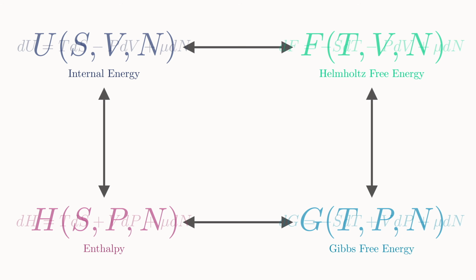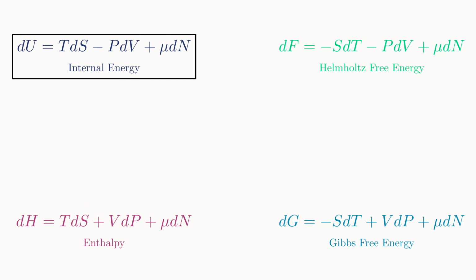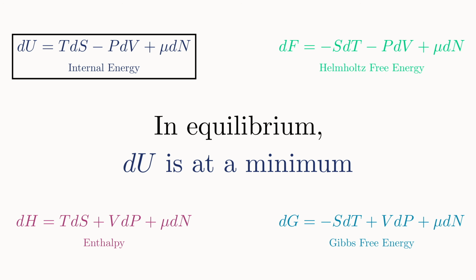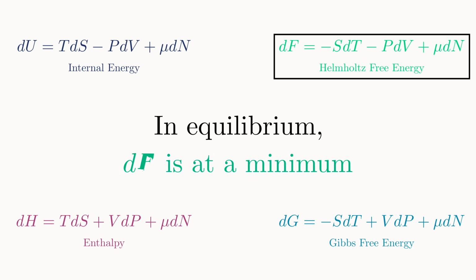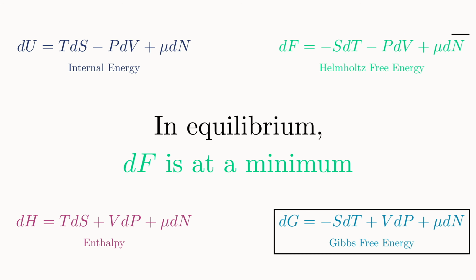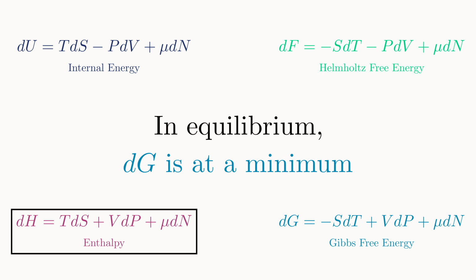These equations also tell us that in a state of thermal equilibrium, if the entropy, volume, and particle number of the system are constant, then we know that internal energy is at a minimum. Similarly, if the temperature, volume, and number are constant, then the Helmholtz free energy is at a minimum. And of course, the same type of reasoning applies to the Gibbs free energy and enthalpy. Let's now consider how the Legendre transform shows up in classical mechanics.